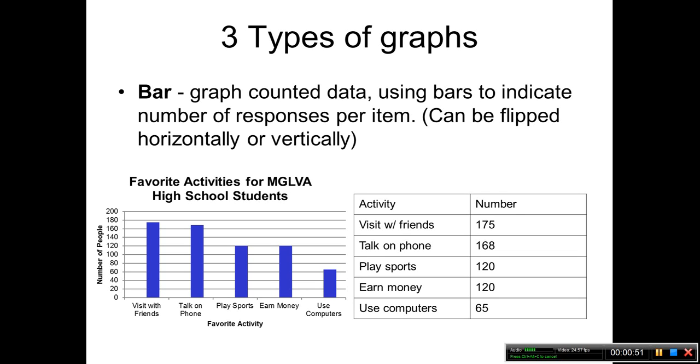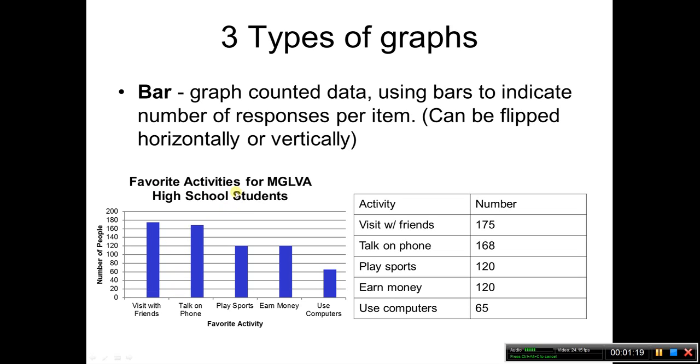Now we'll start with the three kind of basic types of graphs. Number one is the bar graph, and this graph is used for counted data. It uses bars to indicate the number of responses per item. Now these can be flipped horizontally or vertically. Right now we call this vertical because you can see the bars, they're going up and down, they're vertical. You've probably seen some that go horizontal, sideways. This is the more common way to look at it probably.